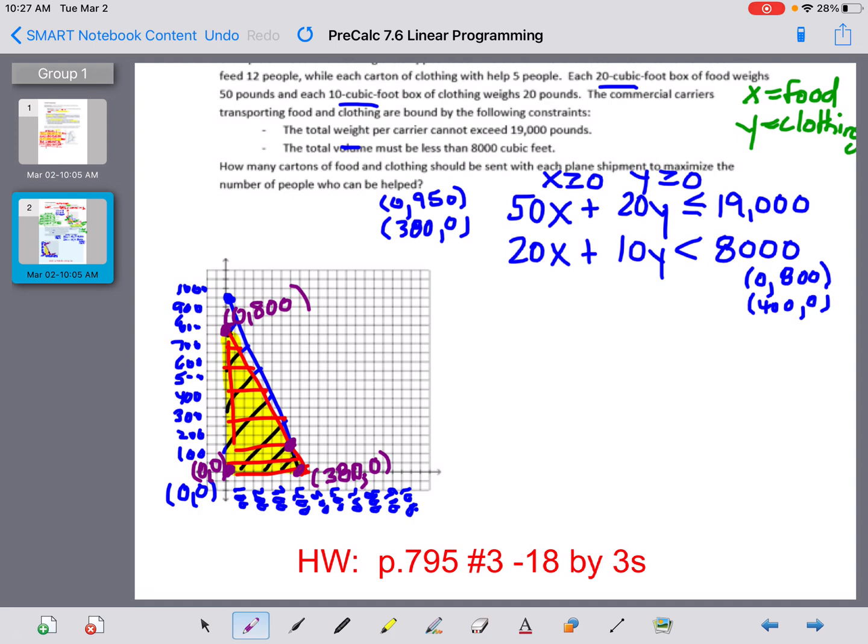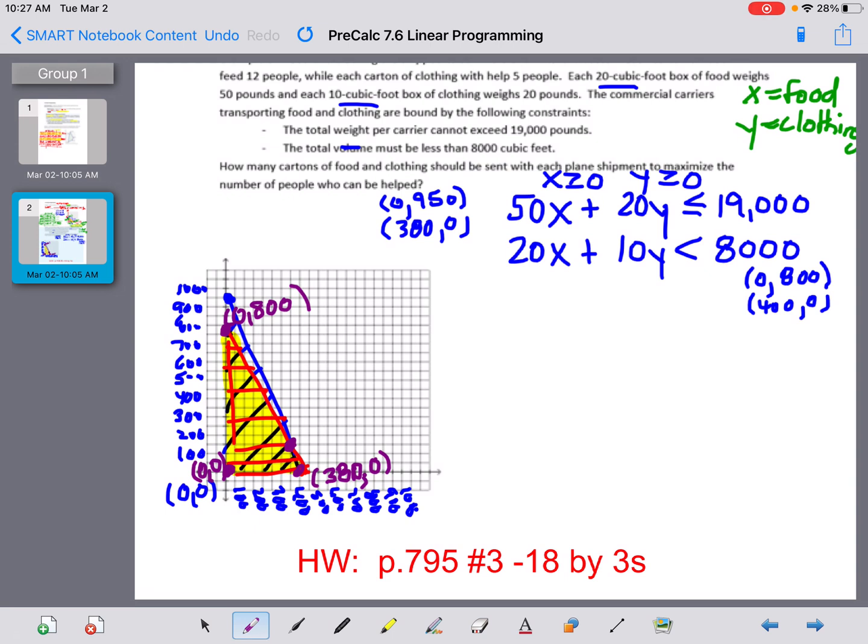I can tell you right now, with the scaling and my sloppy lines, I am not going to be able to accurately find that point just on the graph itself. Where do those two lines meet? It's a system of equations, right? So they meet where those two equations have a point of solution.